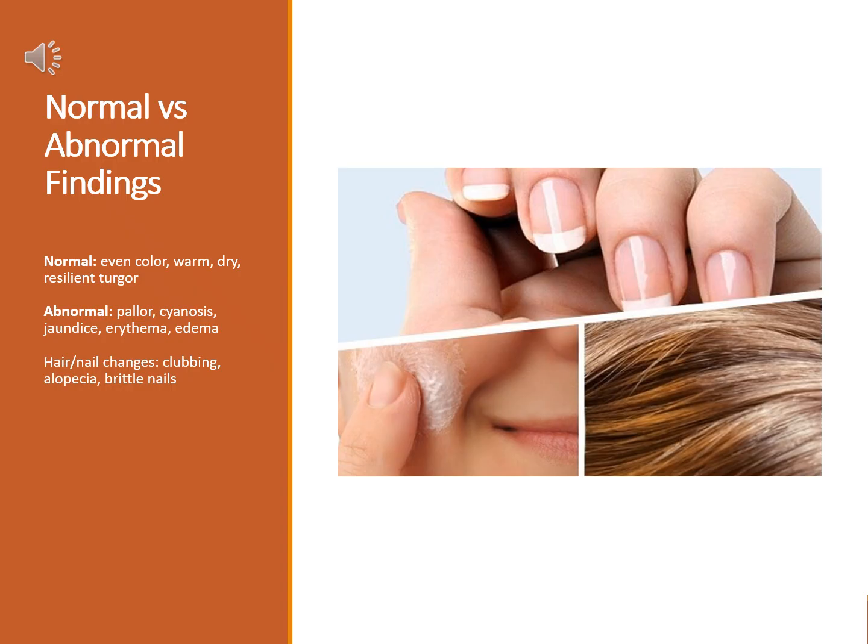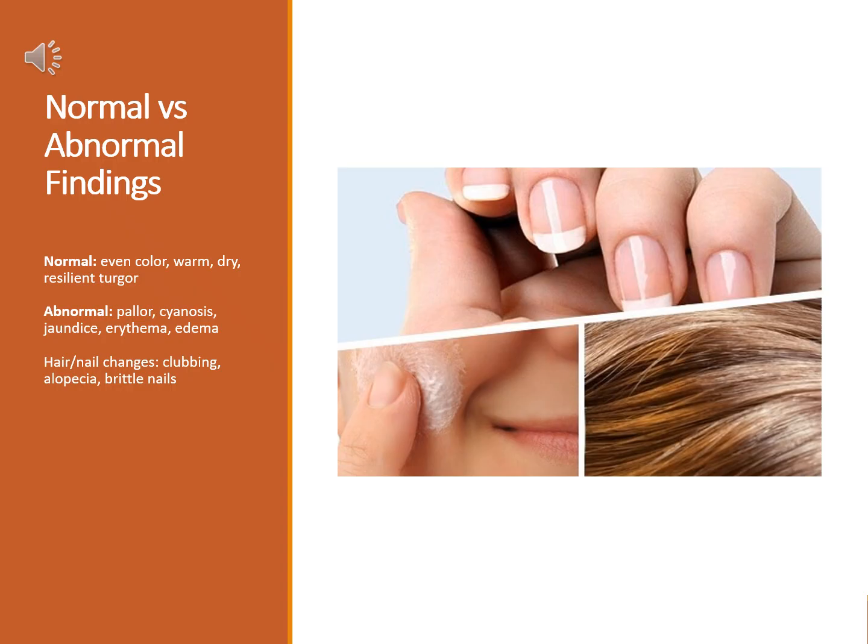Normal temperature, again, should be warm and equal on both sides of the body. What we should not see is any extremely cool extremities, which can mean poor perfusion or shock, any hot localized area, which can be indicative of infection, or generalized warmth of the body, which could be indicative of a fever.